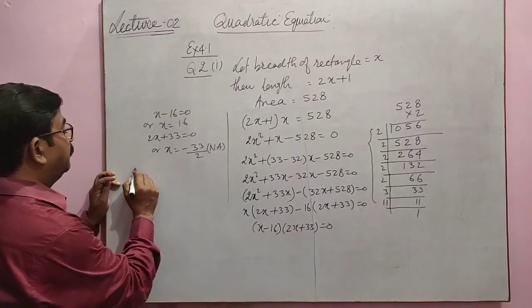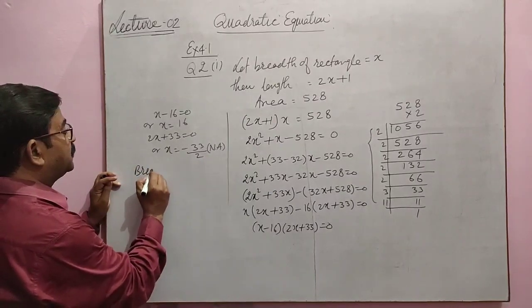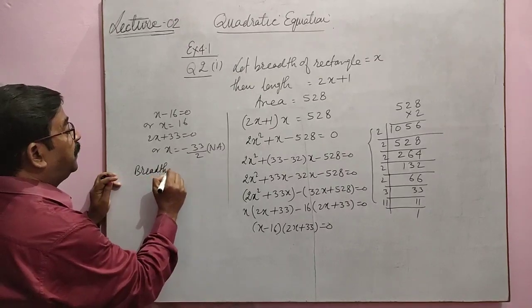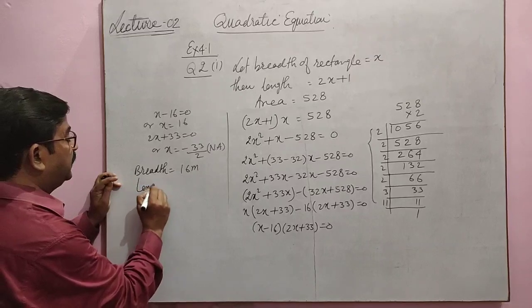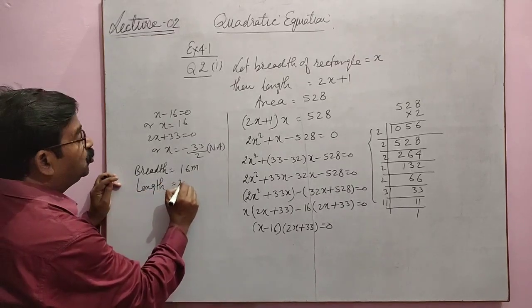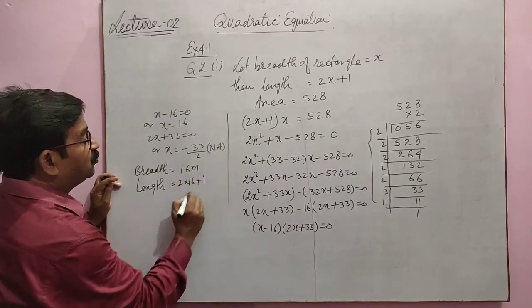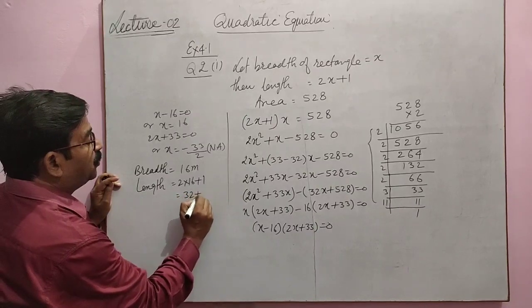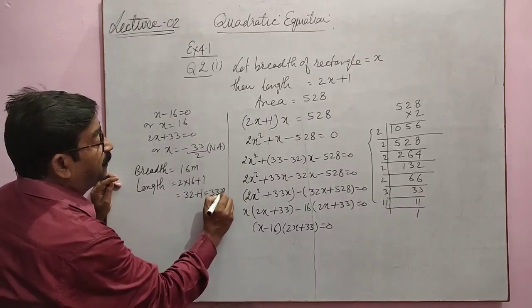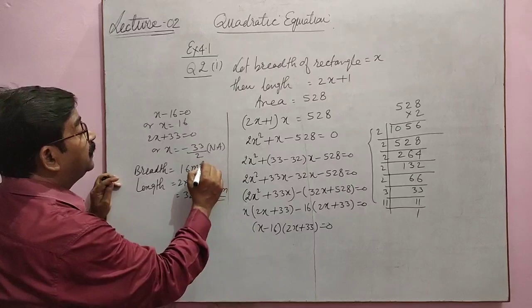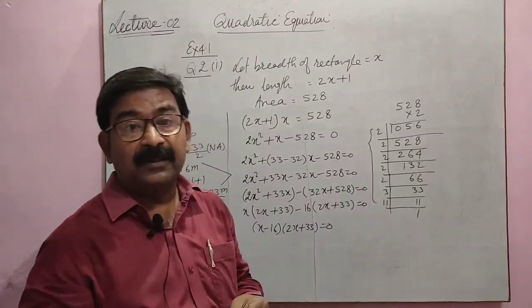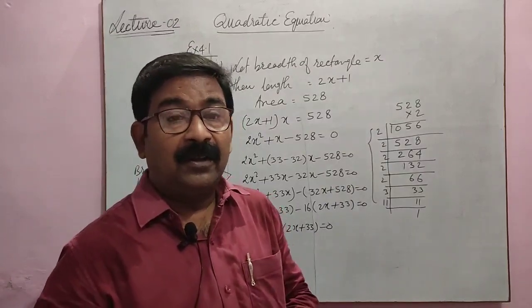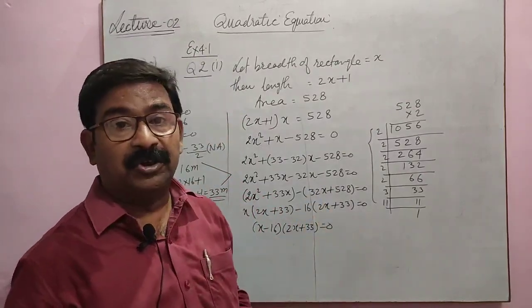So we have got the answer. Breadth is 16 meters. So what is length? Length is 2 times 16 plus 1. This is 32 plus 1, which is 33 meters. So this will be the answer, because in the question we need to find the length and breadth. Got it? This is how we can get the solution.